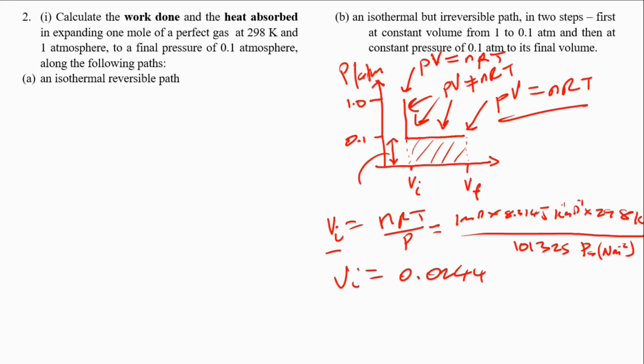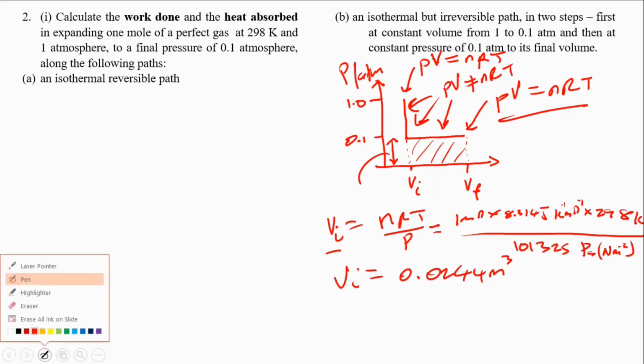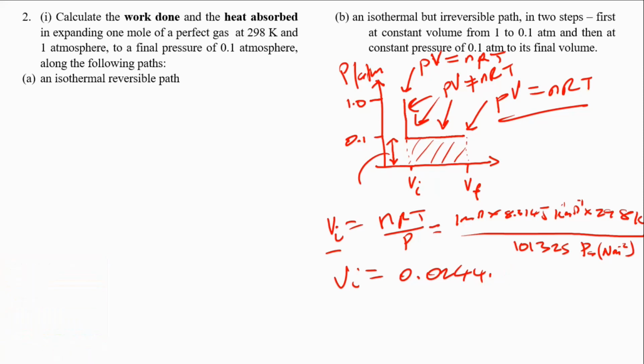0.0244 meters cubed. Right? And I could just check that quickly. 8.314 times 298 times 1, of course, divided by 101,325. Yes, 0.0245. Okay, so I'm just going to put the 5 just to look a little better. 0.0245 meters cubed.